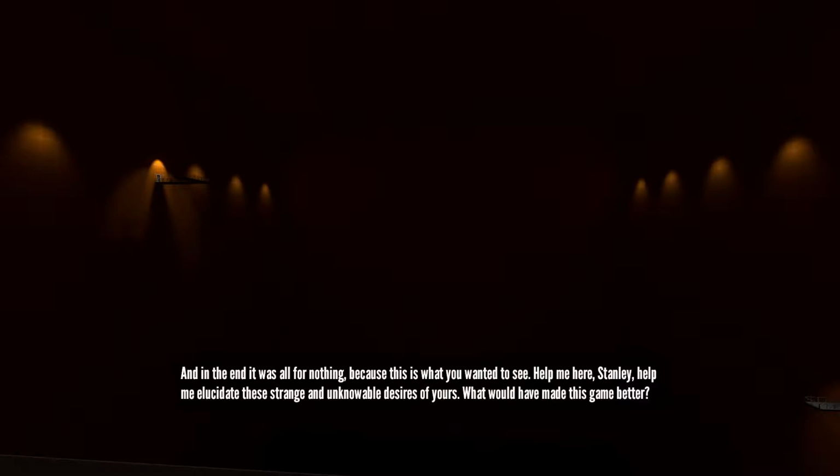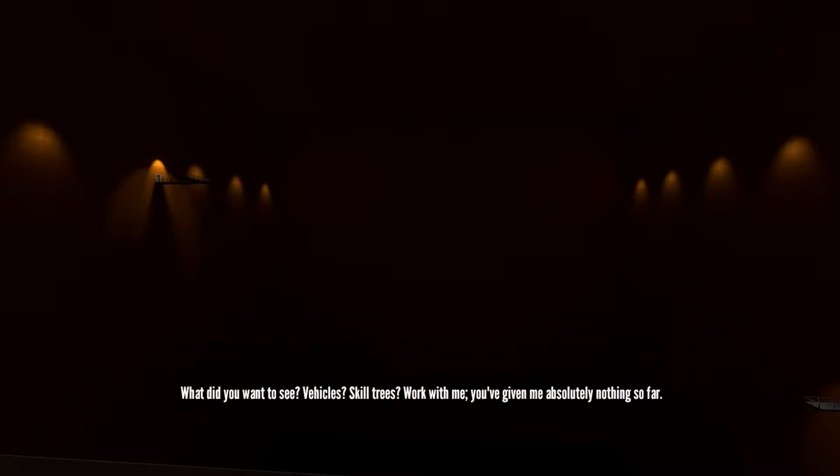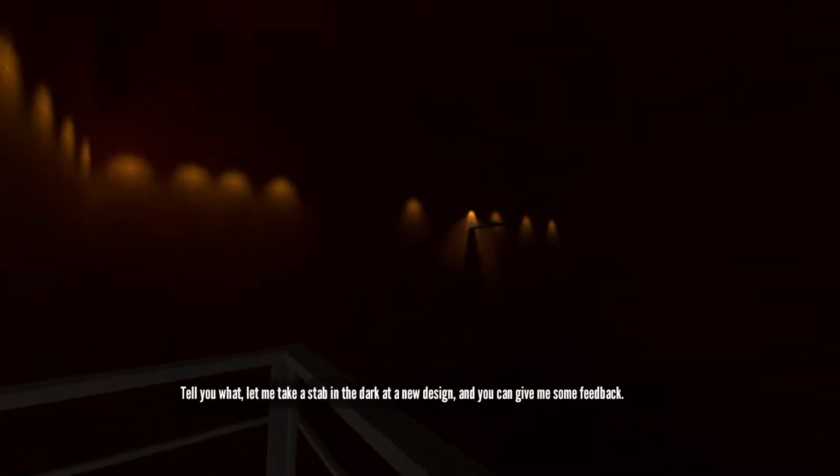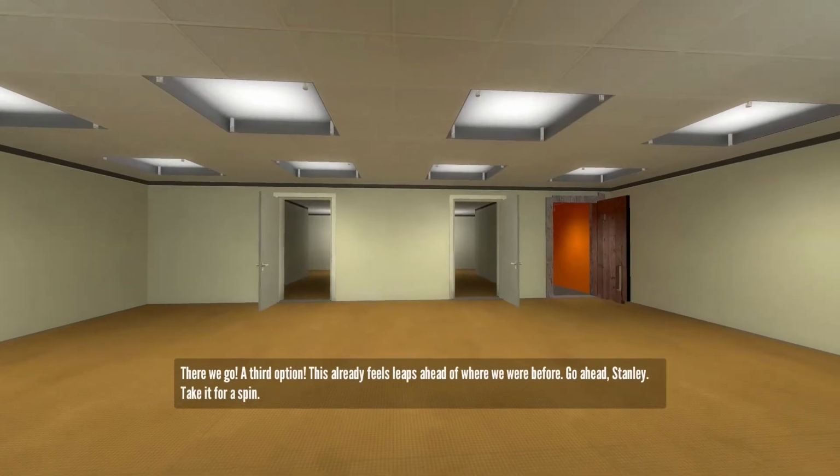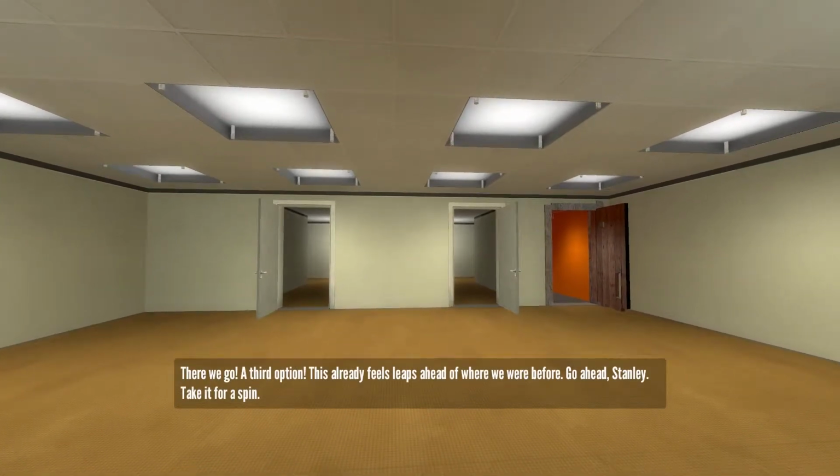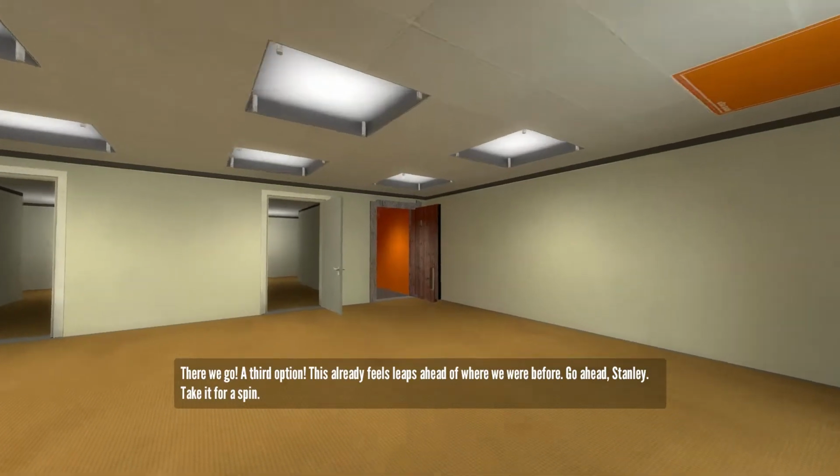What would have made this game better? What did you want to see? Vehicles? Skill trees? Work with me. You've given me absolutely nothing so far. Tell you what, let me take a stab in the dark at a new design, and you can give me some feedback. There we go. A third option. This already feels leaps ahead of where we were before. Go ahead, Stanley. Take it for a spin.